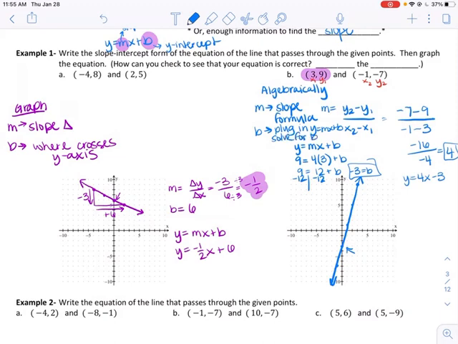Ooh, that got a little hectic there. There we go. So you're going to find your m first and then your b, and I think that's probably a safe way to go with any of these because your y-intercept can be pretty hard to tell.